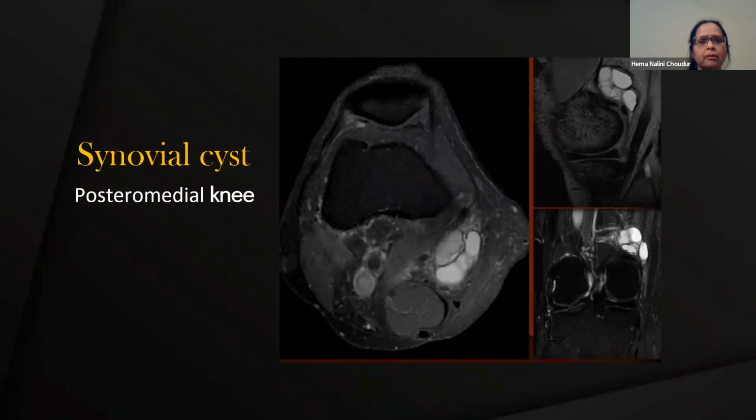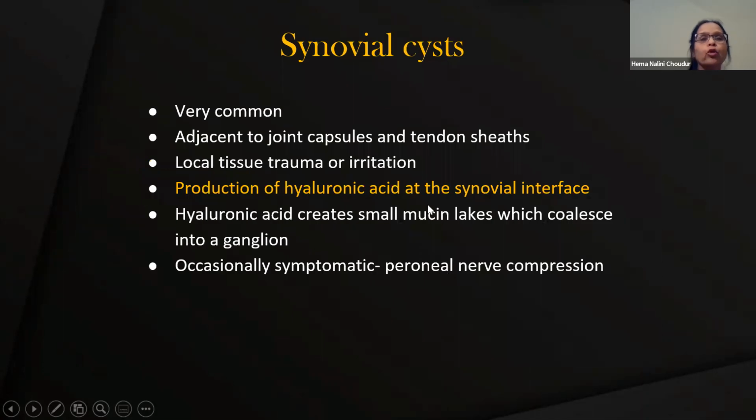Now, very often, almost on a daily basis, we see synovial and ganglionic cysts along the posterior medial aspect of the knee, and we know that they arise from the tendon sheath of the adjacent tendons. And they can sometimes have septations, as I show you here. What are they? They are nothing but hyaluronic acid being collected at synovial interfaces due to irritation and trauma of the tendon sheath. They're usually not symptomatic, but sometimes when they cause compression of the adjacent nerves, especially laterally the peroneal nerve, then they can cause symptoms.